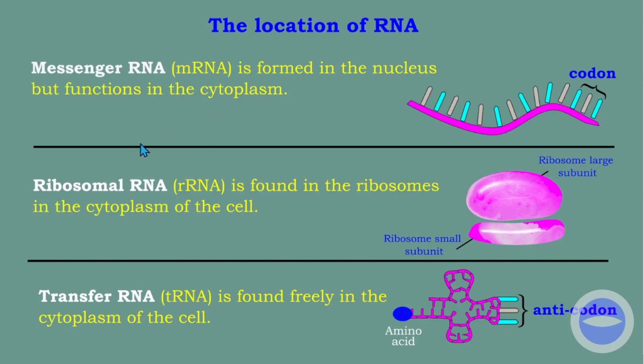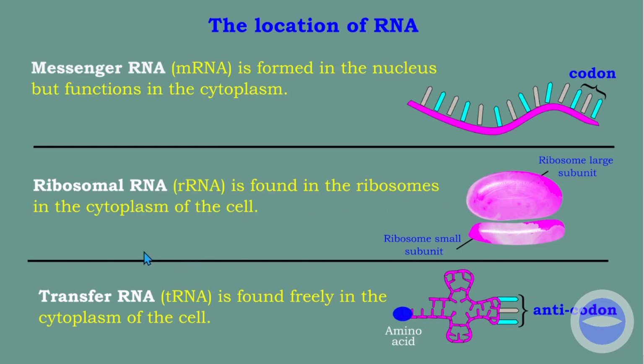Then another RNA, we have ribosomal RNA, which is rRNA. This one is found in the ribosome in the cytoplasm of the cell. This is a ribosome. Inside this ribosome there is rRNA. rRNA together with proteins builds the ribosome. So we have another type of RNA inside the ribosome.